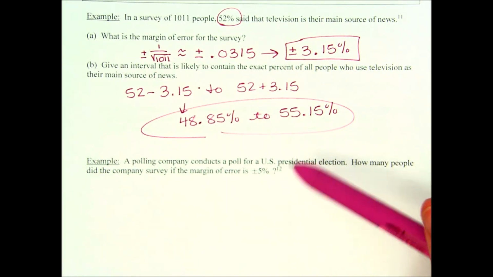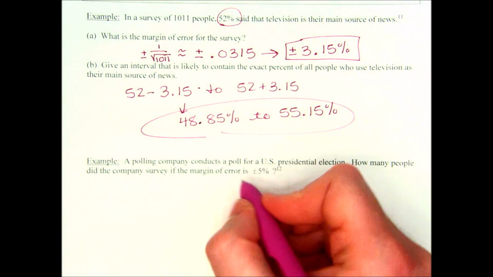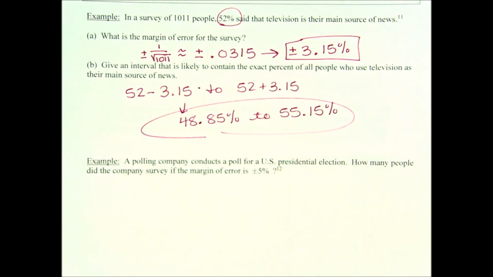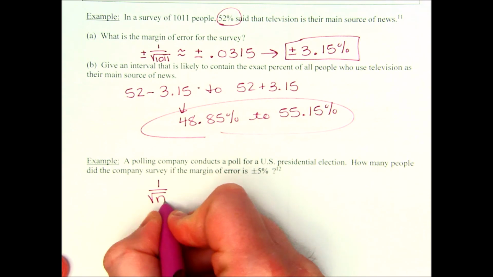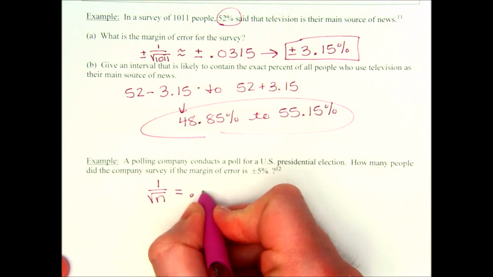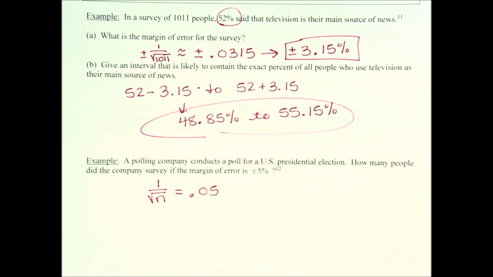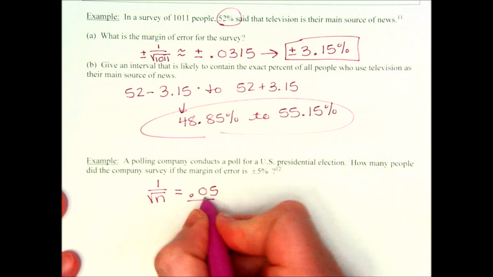A polling company conducts a poll for a U.S. presidential election. How many people did the company survey if the margin of error is plus or minus 5%? Well, I'm just going to work backwards. I know the answer. I know the margin of error. I can set up an equation to solve for this. I'm going to say 1 over the square root of n equals, remember the formula gives the percent as a decimal, so rather than saying 5, I'm going to say 0.05. And I'm going to do some algebra to solve this. I'm going to put this over 1 so I can do some cross multiplying.